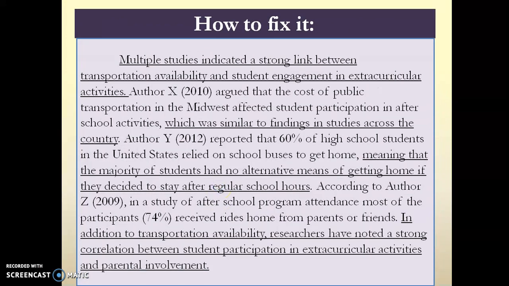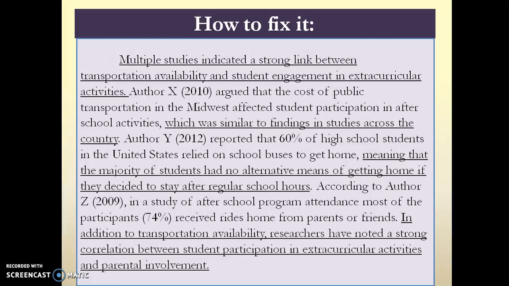Now I've underlined the new parts that they've added to fix this paragraph. Multiple studies indicated a strong link between transportation availability and student engagement in extracurricular activities. Now there we go. Now we have a topic sentence, that there's a link between transportation availability and whether students can be involved in extracurricular stuff at school. Author X argued that the cost of public transportation in the Midwest affected student participation in after-school activities, which was similar to findings in studies across the country.